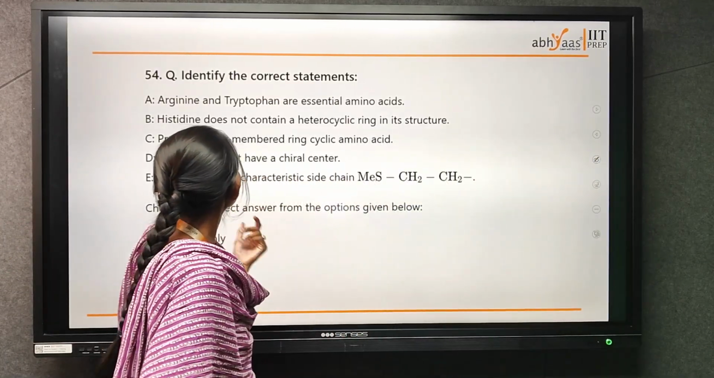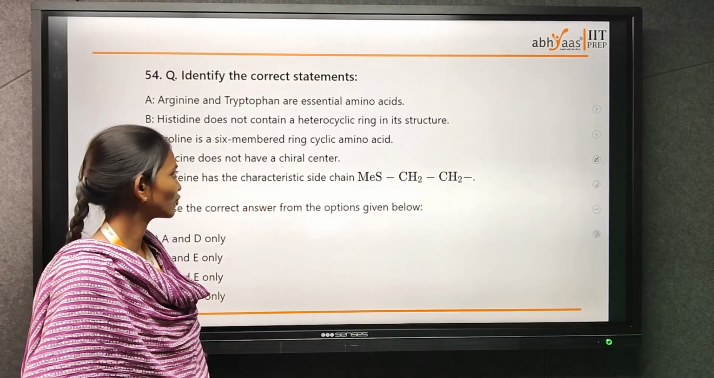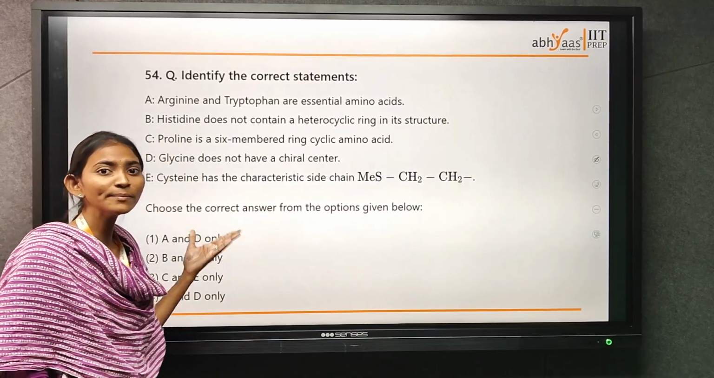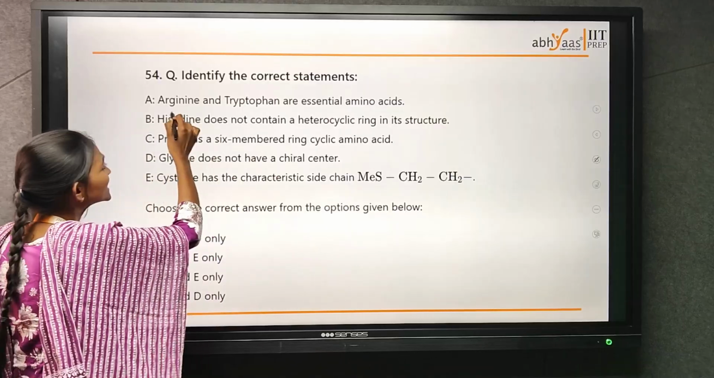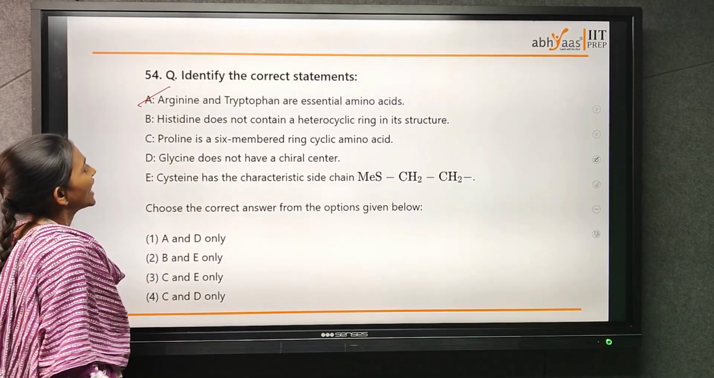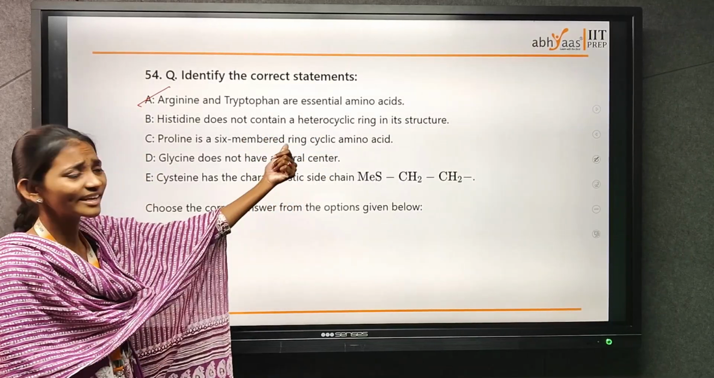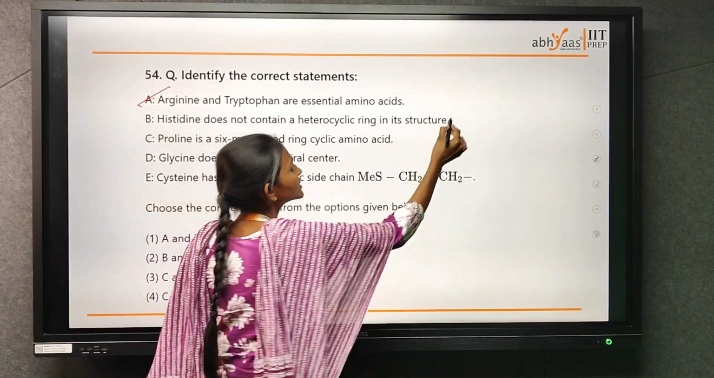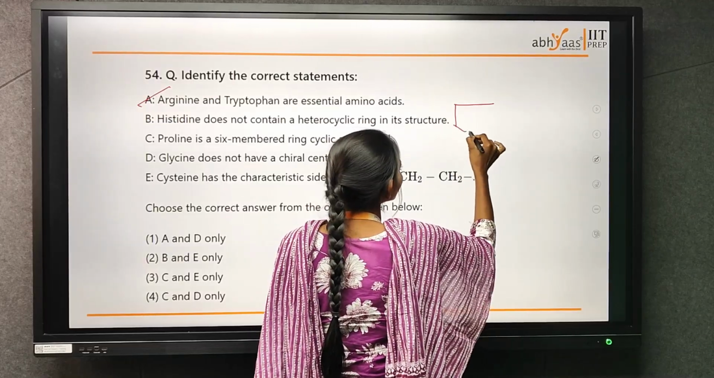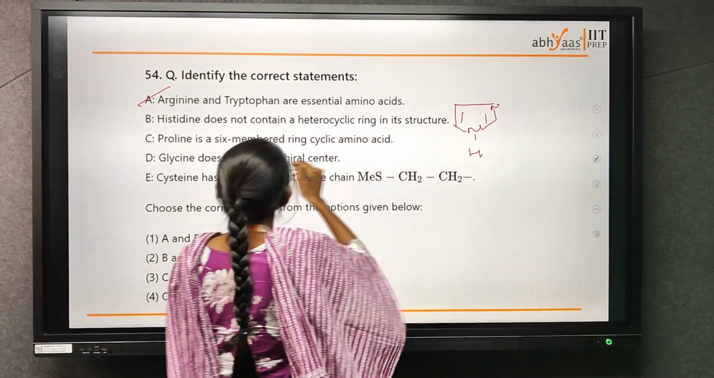Moving on to the next question. Here we have some statements. What are the correct statements we need to find? This question is from biomolecules. Arginine and tryptophan are essential amino acids. Yes, it is true. And histidine does not contain a heterocyclic ring. Does it contain a heterocyclic ring? Yes it does, because the ring will be in this shape. So it is not the correct one.